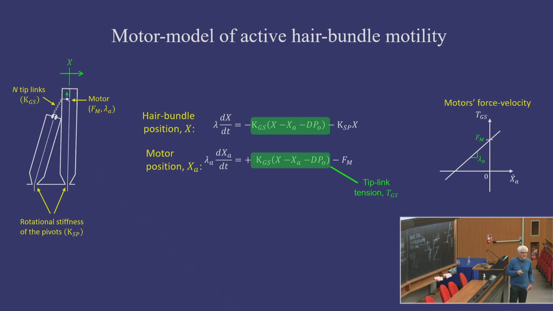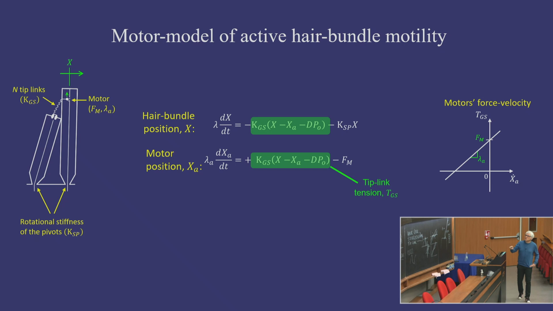Note there's no mass term here. It's because at the scale of a bundle, inertia is negligible. The second equation describes how the motors move. The motors are pulling with the force Fm on the tip link, so at steady state, the force is balanced by the tip link's tension. If it's not, we assume a linear force-velocity relation, so the motors move at a velocity that will be varying inversely to coefficient lambda A.